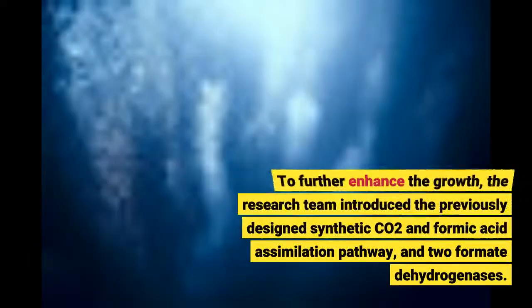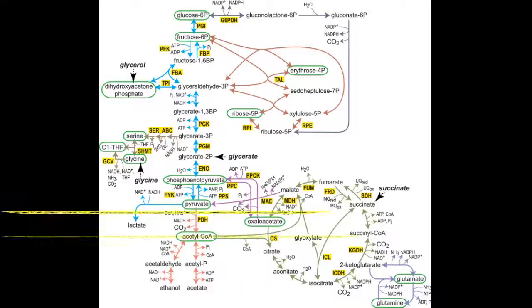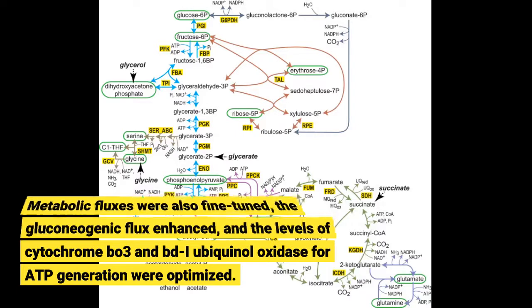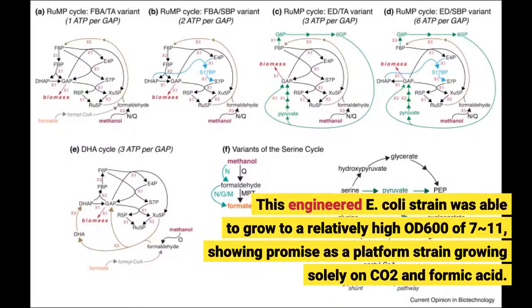To further enhance the growth, the research team introduced the previously designed synthetic CO2 and formic acid assimilation pathway, and 2 formate dehydrogenases. Metabolic fluxes were also fine-tuned, the gluconeogenic flux enhanced, and the levels of cytochrome bo3 and bd-I ubiquinol oxidase for ATP generation were optimized. This engineered E. coli strain was able to grow to a relatively high OD 600 of 7 to 11, showing promise as a platform strain growing solely on CO2 and formic acid.